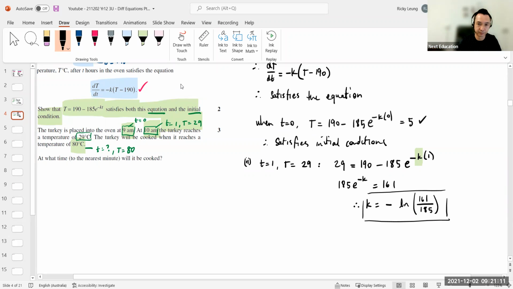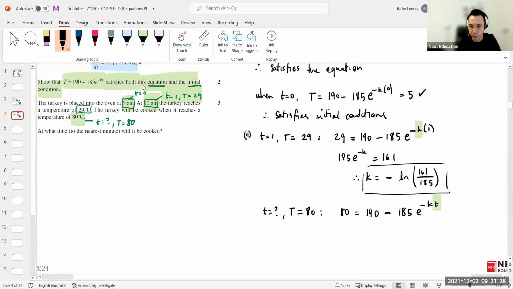Now, what do they actually want me to do? They want me to find the value of time when the temperature is 80, right? So once again, sub in: 80 equals 190 minus 185 e^(-kt). And this time, I found k, and time is missing. So I need to make t the subject. I do my rearrangement: 185 e^(-kt) equals 110. Once again, divide by 185, take ln of both sides, and then divide by negative k.